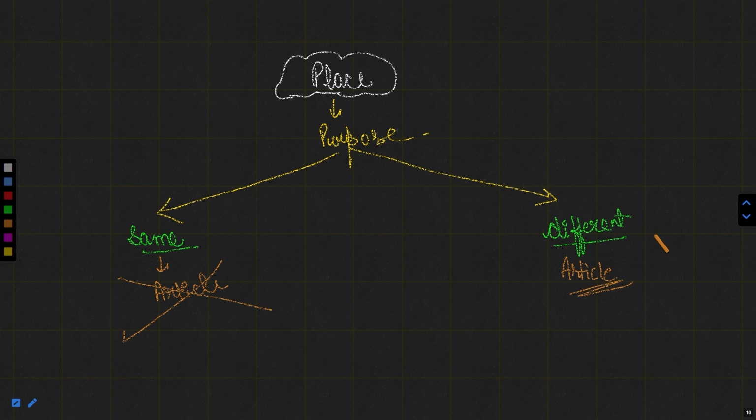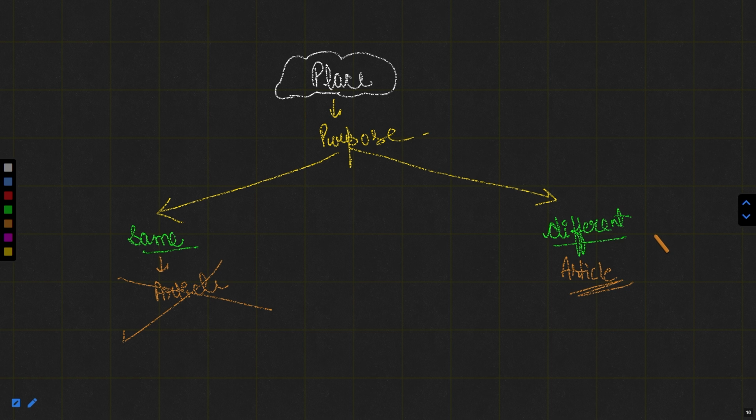But if I say the wounded soldier was sent to hospital, there the hospital is used for the same purpose, because obviously a hospital is a place where patients go, or where the doctors go for treatment, to treat someone, or to receive the treatment. So if I say the wounded soldier was sent to hospital, I'm saying the correct sentence. Why so? Because the soldier was wounded, of course he should be sent to hospital.